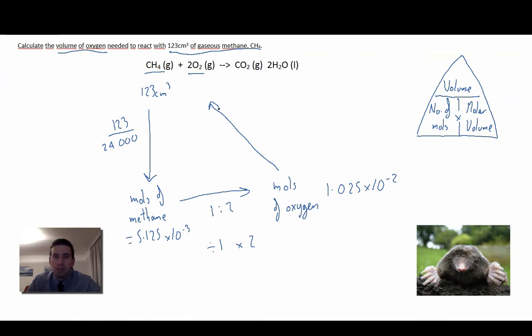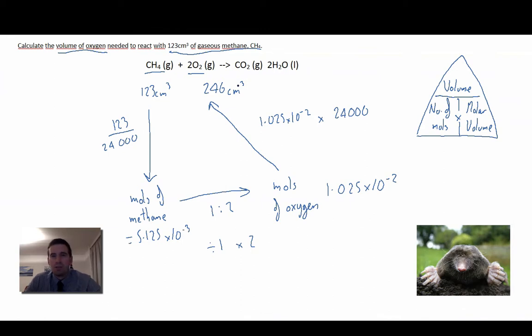Go back to your triangle. You are now looking for volume. So we need to times our number of moles, 1.025 times 10 to the minus 2, and you multiply it by the molar volume, remembering to use the version of the molar volume with the same units. So in this case, 24,000, which gives us 246 centimeters cubed of oxygen.